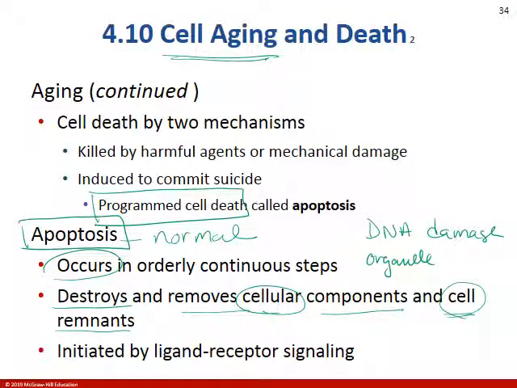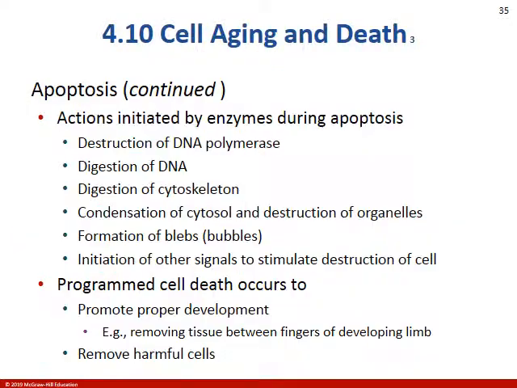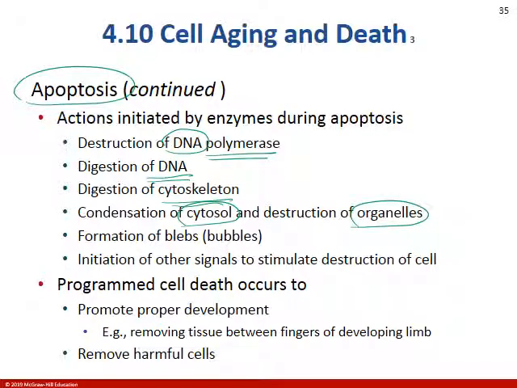Remember we talked about lysosomes? Well, the lysosomes can open up and release their contents, their digestive enzymes, and basically it's an auto destruct sequence for the cell. Apoptosis can destroy the DNA polymerase, which copies DNA. It can actually digest sections of DNA. It can digest the cytoskeleton. It can shrink the cytosol and destroy organelles.